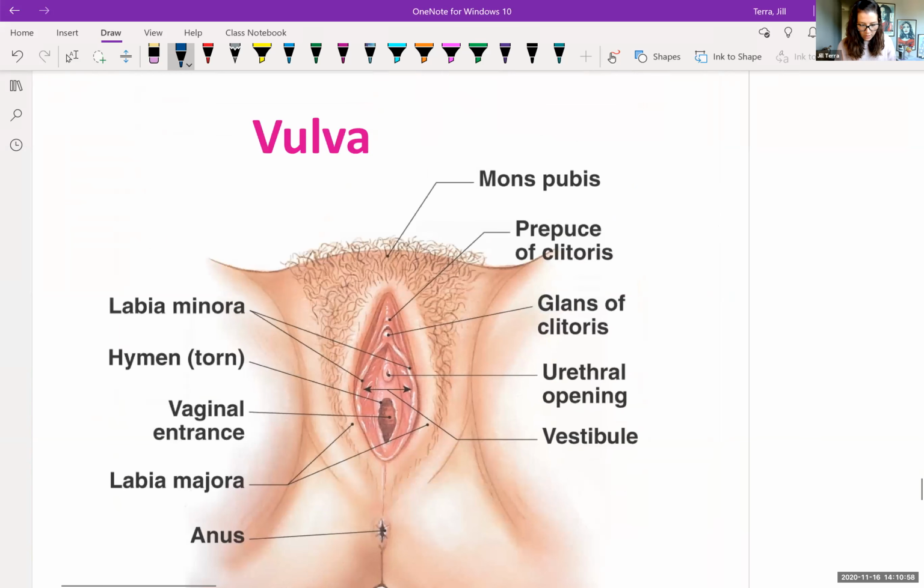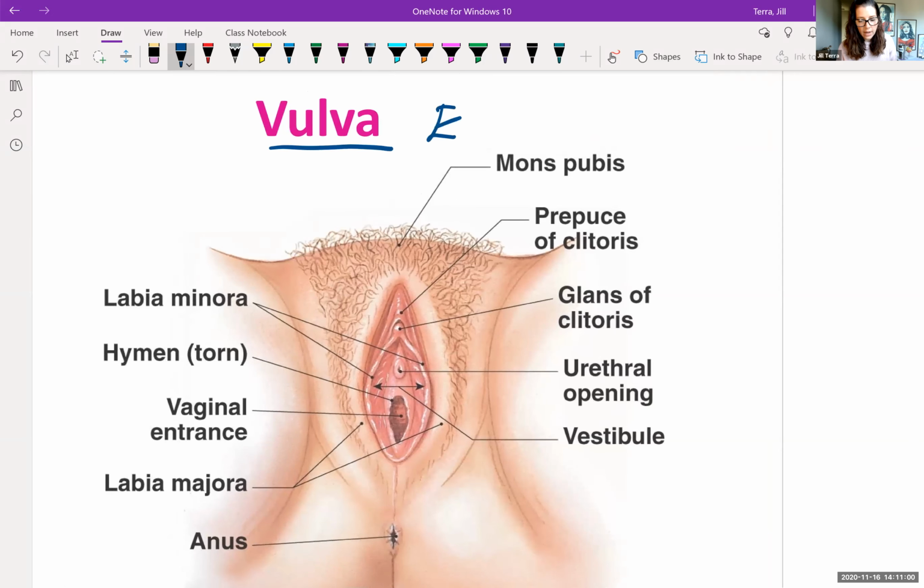Again, here's all the structures of the vulva. So these are all external, right? So if you're talking about your female privates and it's external, then we say vulva, okay? The mons pubis is the fat pad in the front at the pubic symphysis. Here we have the glans clitoris, and the glans clitoris, just like the glans of the penis, has a prepuce, the kind of hood that covers over the glans clitoris. Labia majora, labia minora, the urethral opening, the vaginal opening that has the torn hymen.